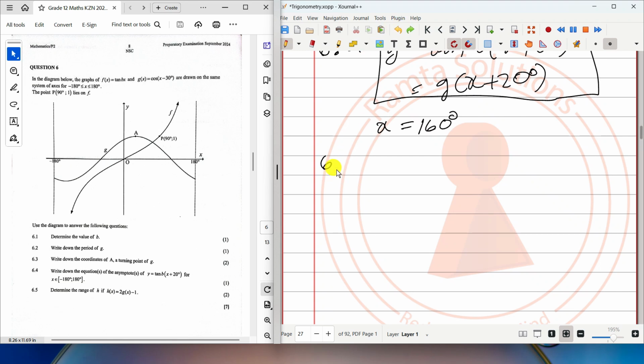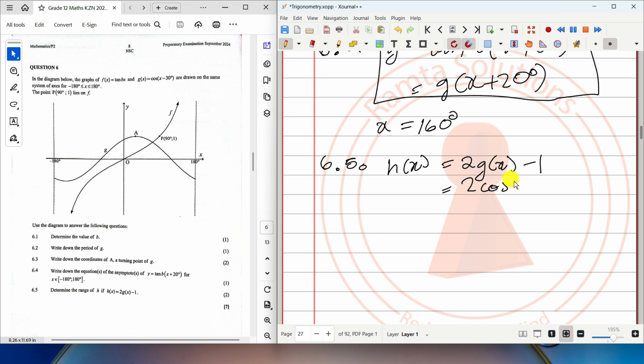6.5, oh boy. Determine the range of h if h of x is 2 times g of x minus 1. Ask yourself, what is g of x? g of x is cos of x minus 30 degrees. Forget the 1 for now: the maximum for this without the 1 would be positive 2, and the minimum would be negative 2. But now it is going 1 unit down.